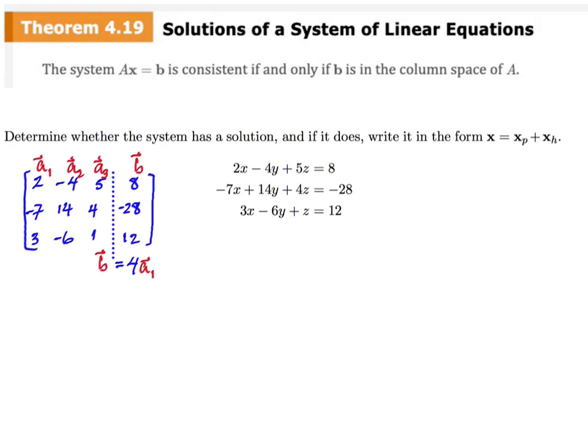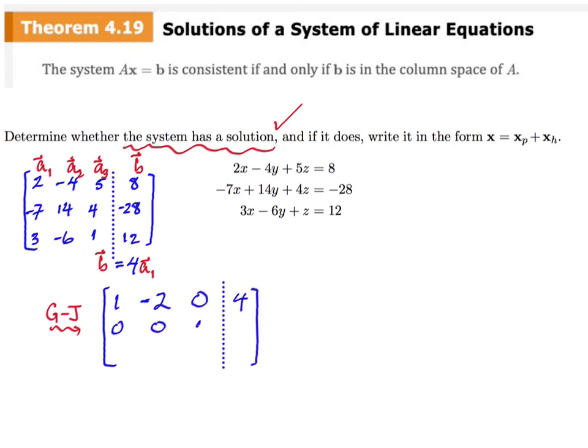Now we can go ahead and find the solution to the non-homogeneous system. If we do Gauss-Jordan elimination on the augmented matrix, we get this. Notice that we only have 2 non-zero rows, and the first one tells us that x minus 2y is equal to 4, and the second one tells us z has to be 0. So we only have one free variable, y, and we'll replace it with an s. So x is equal to 4 plus 2s, and z is equal to 0.